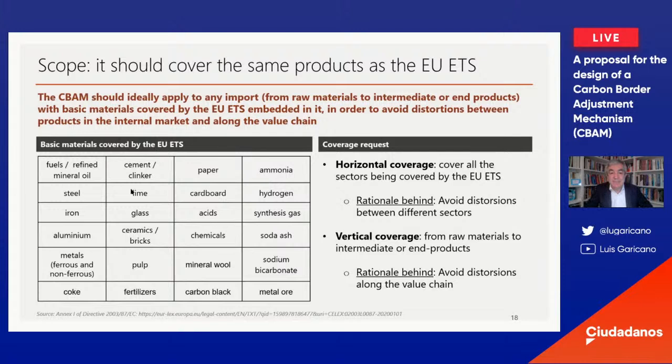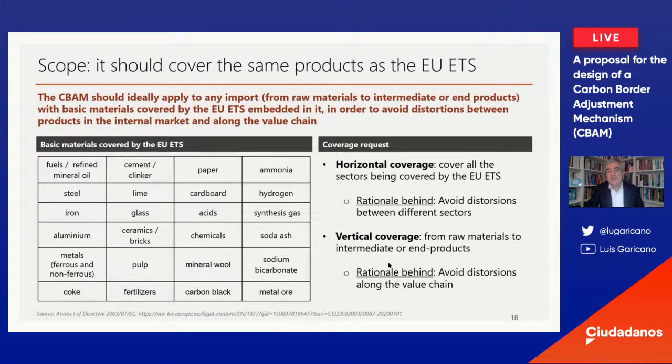So you want to try to cover horizontally all the products that are covered by the emission trading scheme. Similarly, if you vertically only cover the raw materials and not the products made from them, so you say, I will cover steel, but I won't cover the things made of steel, then people will just take the steel production out of the European Union and avoid the coverage. You will distort along the value chains because they know that they can import the cars without being covered, whereas if they import the steel, they would have to pay. If they import the entire car, they don't have to pay. So you need to cover the entire value chain from raw material to the end.